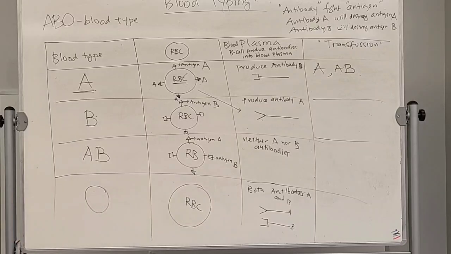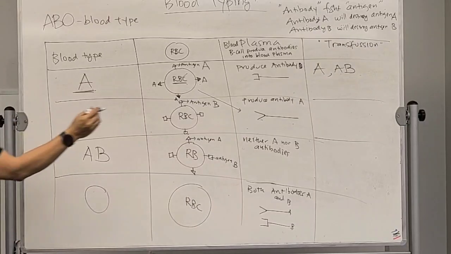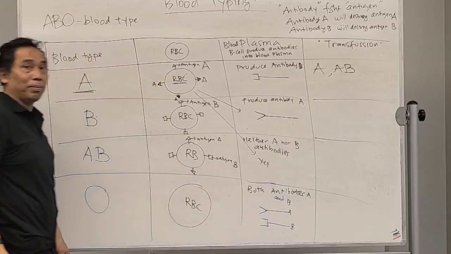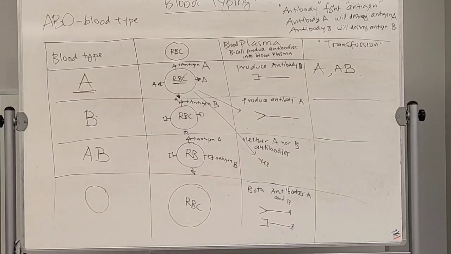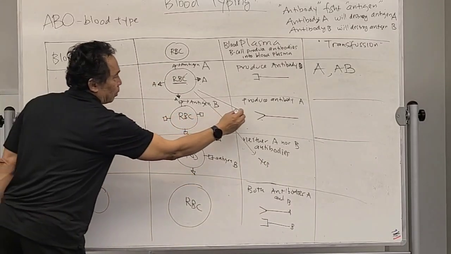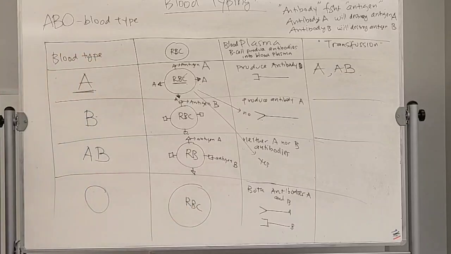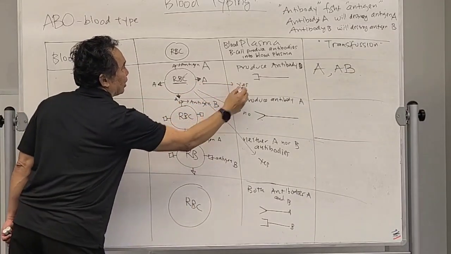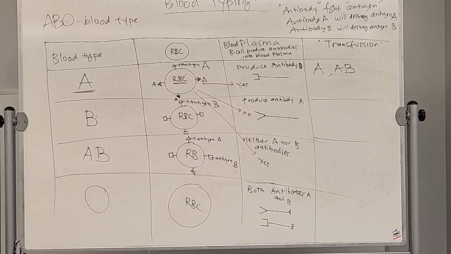Can you follow this? So you can give it to AB. Yes, over here, no problem. This one is no. Oh, this one, yes. Okay?